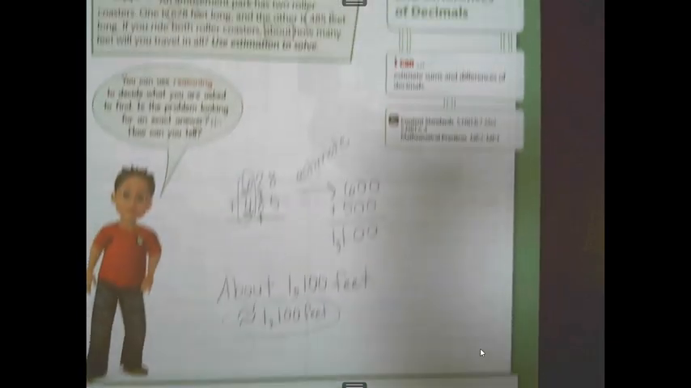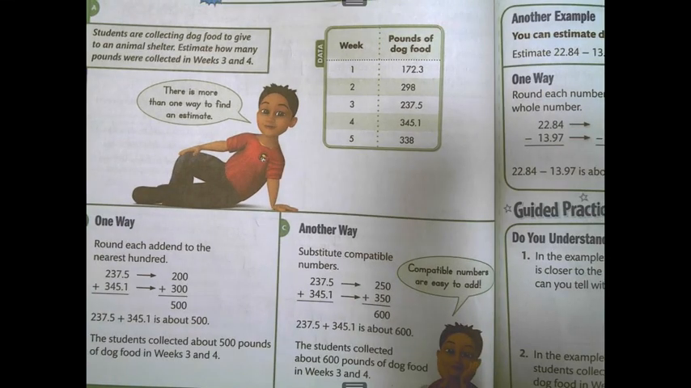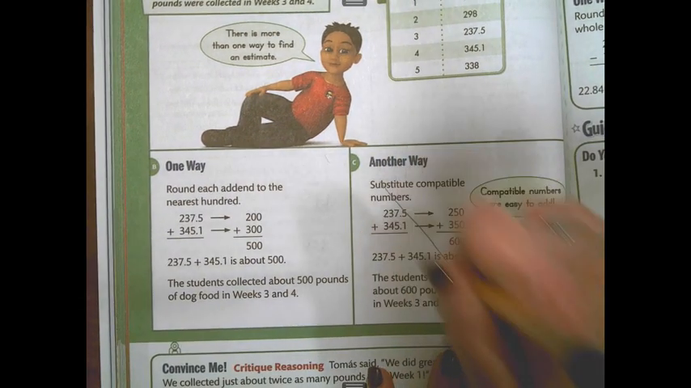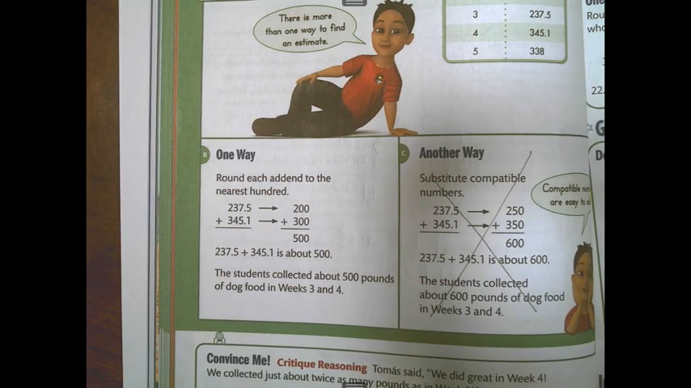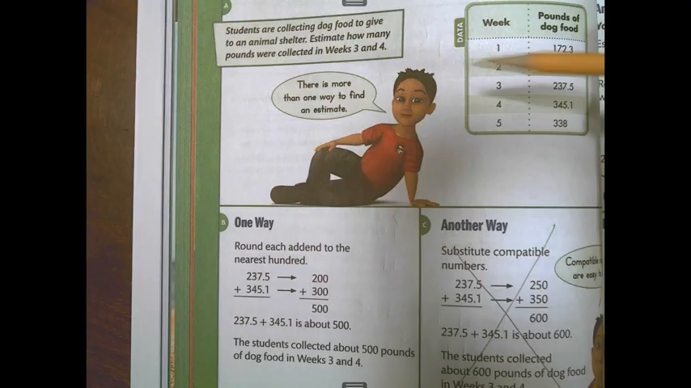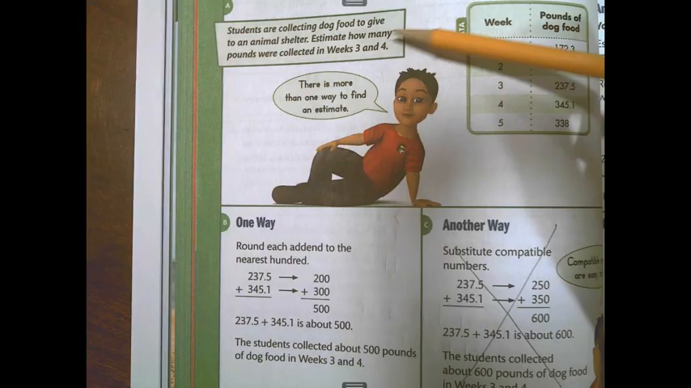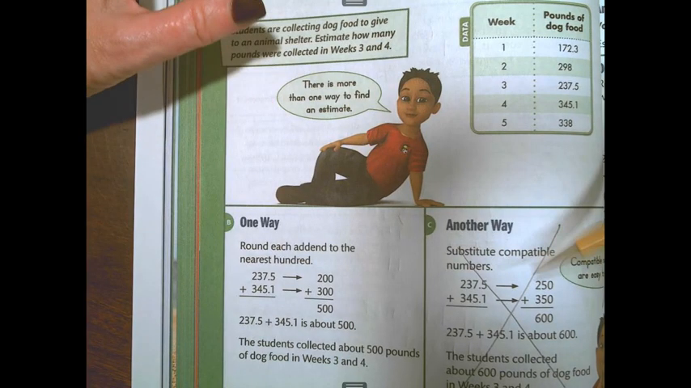All right. So let's flip over to the next page. Now, we are not going to use one of these methods. So I would like you to go ahead and mark out compatible numbers method. The state of North Carolina has us using, for the most part, front digit rounding. All right, so we don't need to learn this method this year. So students are collecting dog food to give to an animal shelter. Estimate how many pounds were collected in weeks 3 and 4. There is more than one way to find an estimate, but we're not going to worry about compatible numbers.